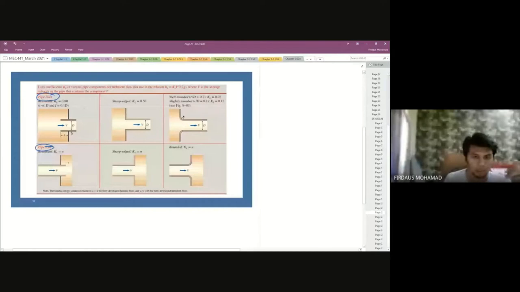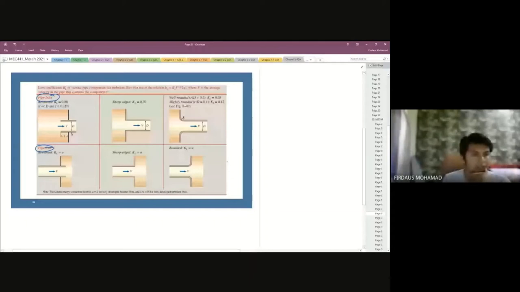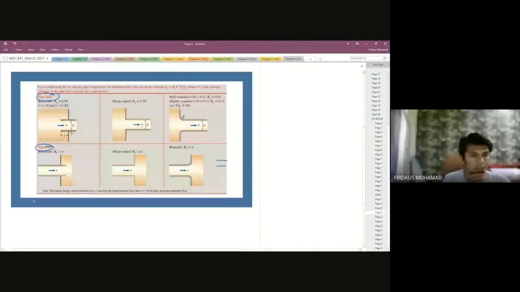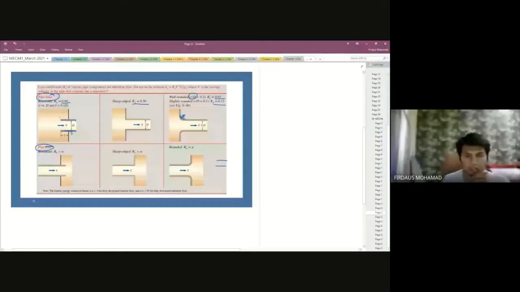Re-entrant KL for this type of system: KL equal to 0.8 for the sharp edge, as mentioned before. KL 0.5 is for well-rounded. Well-rounded KL equal to 0.03, or slightly rounded R over D KL equal to 0.12. R over D is the ratio between this radius and the diameter of the pipe. If it is larger than 0.2, KL equal to 0.03. If R over D equal to 0.1, KL equal to 0.12.